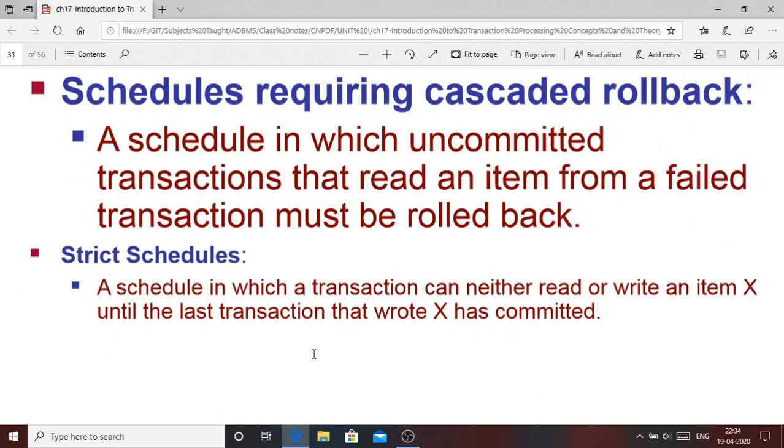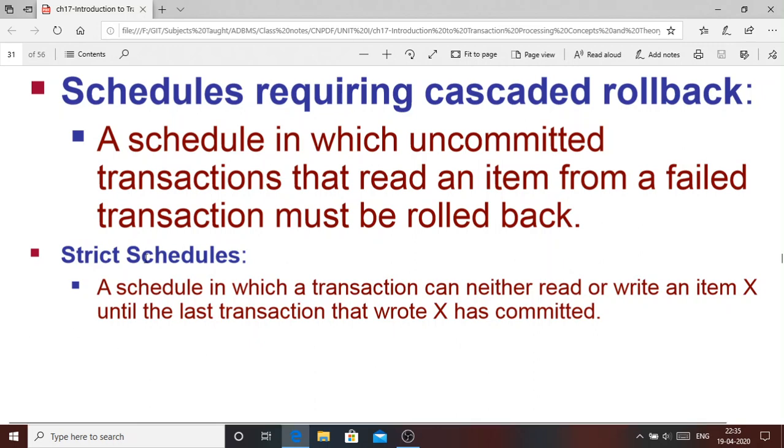So we say a particular schedule may require a cascaded rollback when there are transactions which read items written by a failed transaction. Once that happens, the transactions which have read items written by a failed transaction must be rolled back. This is obvious because otherwise it will lead to the error we discussed earlier: if a transaction reads an item written by a failed transaction, then obviously the results are going to be erroneous.